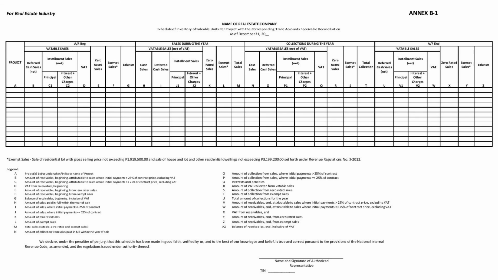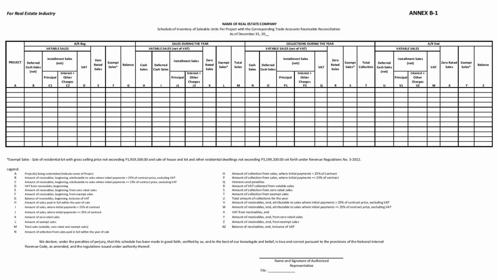Because from those balances, we get our total inventory. So these are the information needed when you file the inventory for the real estate industry. Okay. So this is also filed under the penalty of perjury, with the name and signature of the authorized representative and the tax identification number.